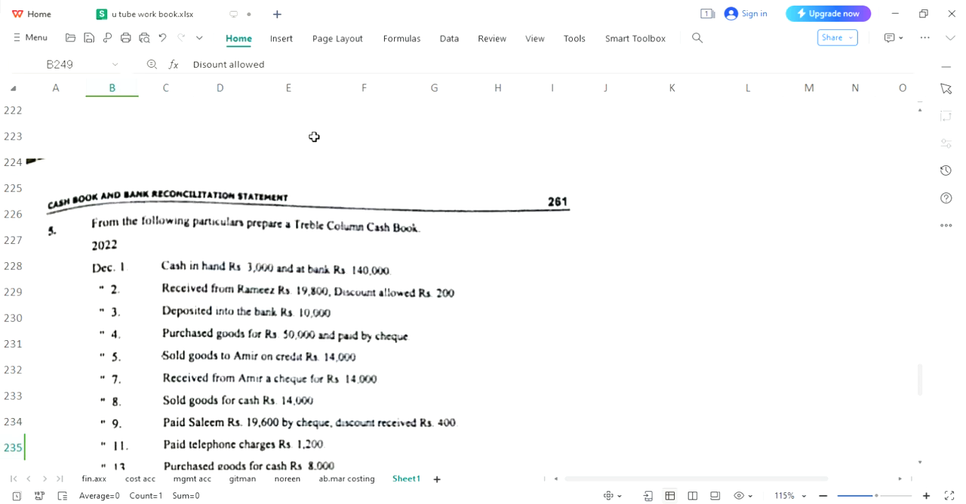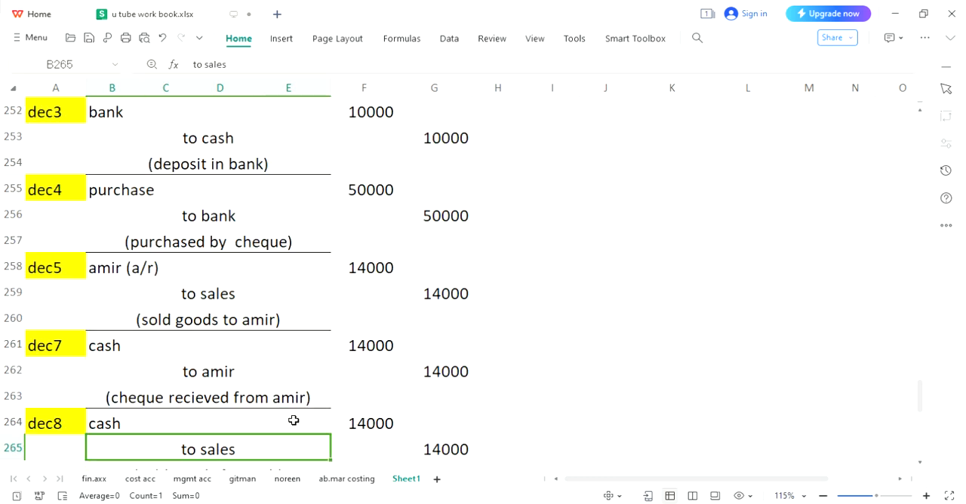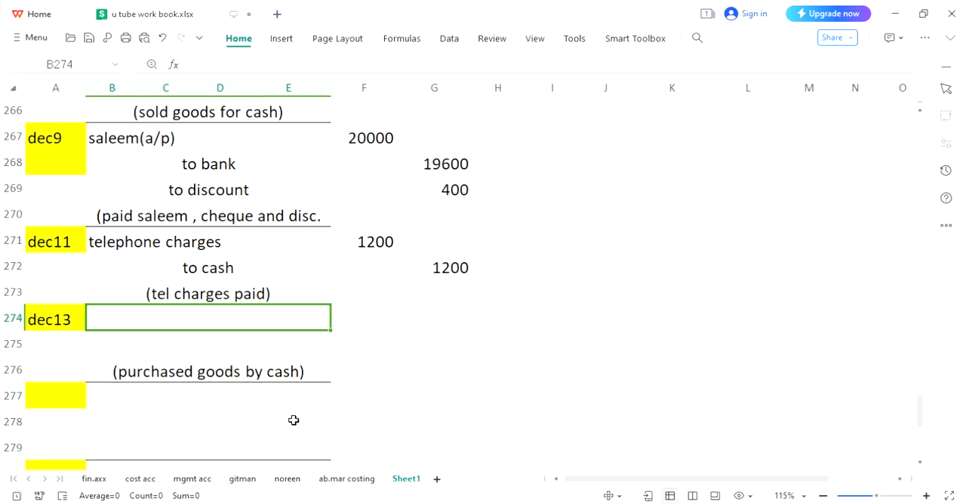December 13. So here we have December 13, purchase goods for cash. When you buy goods, goods are coming in, goods are your new asset. An increase in asset should be mentioned on the debit side. So we were supposed to write goods, but in accounting we do not write goods. Instead of goods we write the working. What working are we doing? Purchases. So you will write purchase.